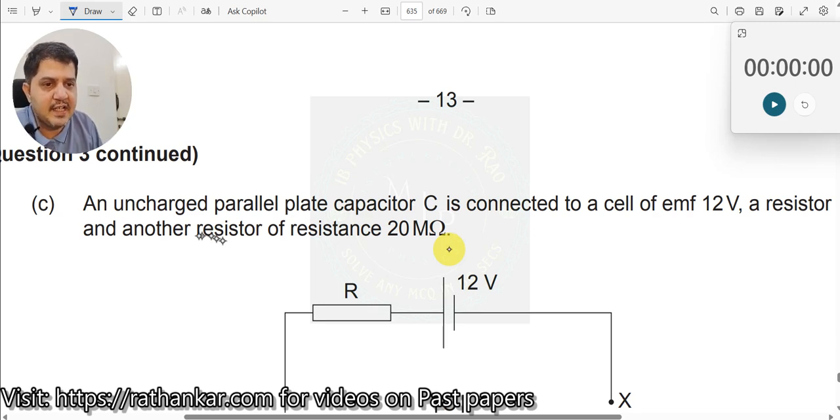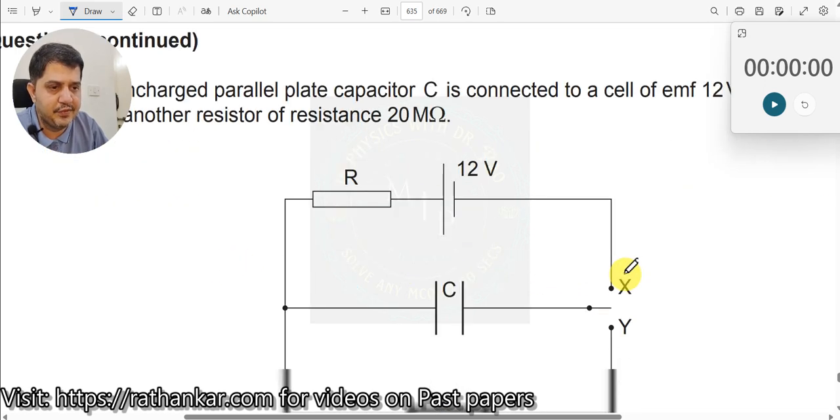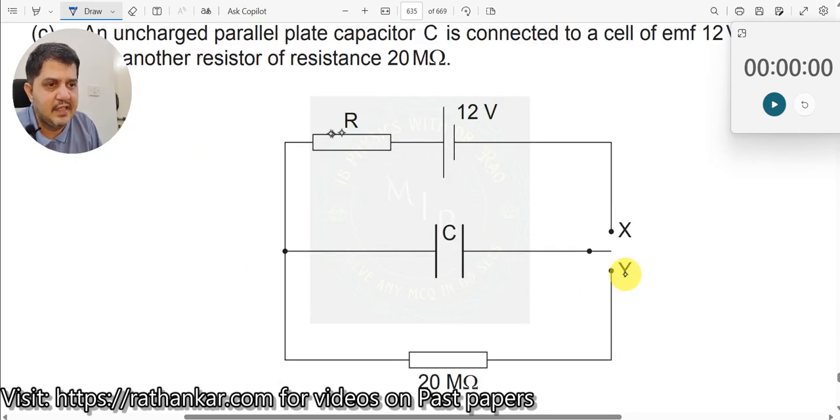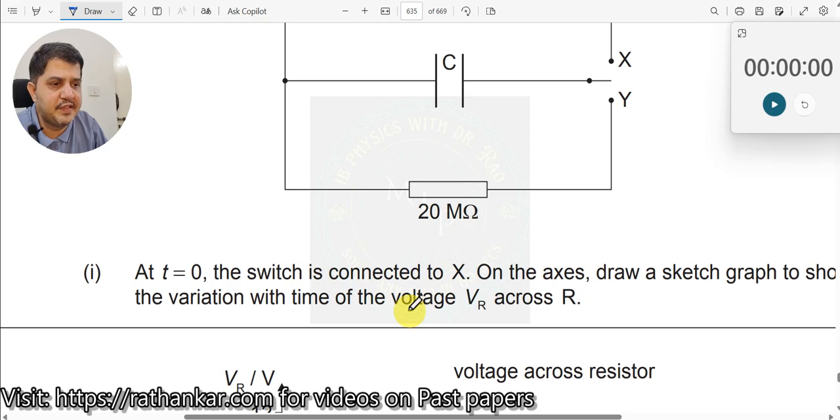An uncharged parallel plate capacitor C is connected to an EMF of 12 volt, a resistor R and another resistor of resistance 20 megaohms. So you have an electrical circuit like this. R is given here, 12 volt is given here, 20 meg is given here, and capacitance, and you have something like this. These are three open connections over here. Now what do you do? At t equal to 0, the switch is connected to X. On the axis, draw a graph.